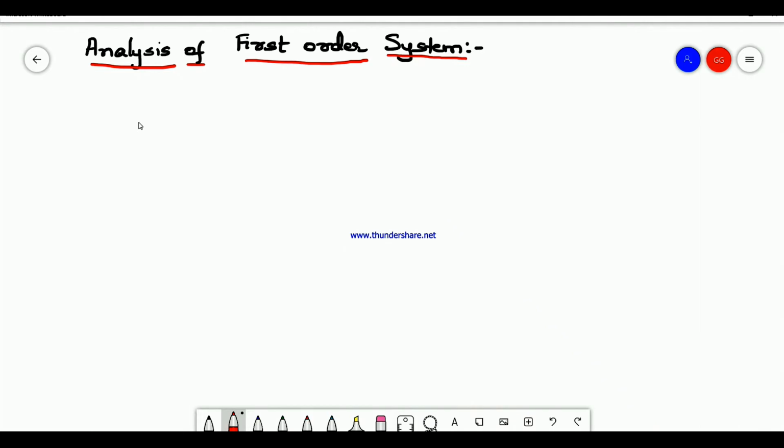In this video, let us analyze the first order system based on unit step input and ramp input. Now when we say a word called order, first order, second order and so on, what does that order mean? First we see that the definition of order of any system is the highest power of s.